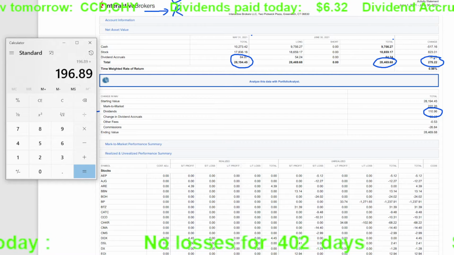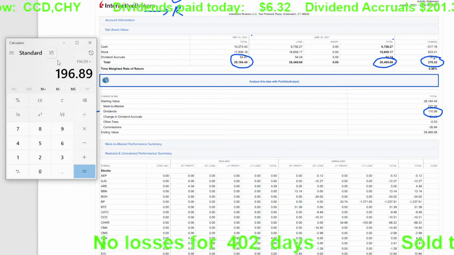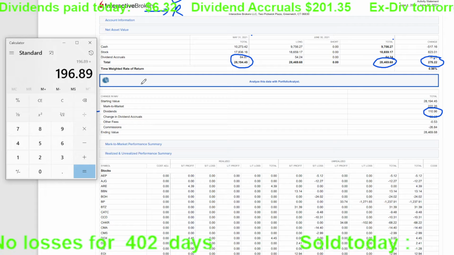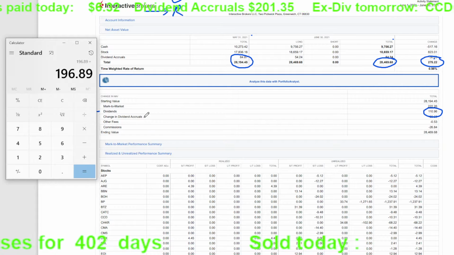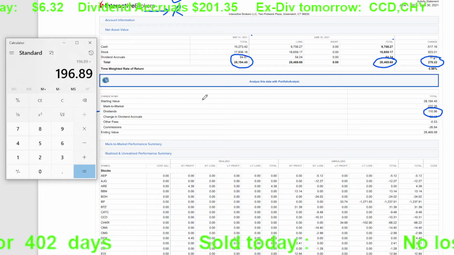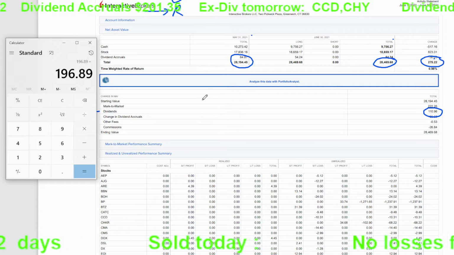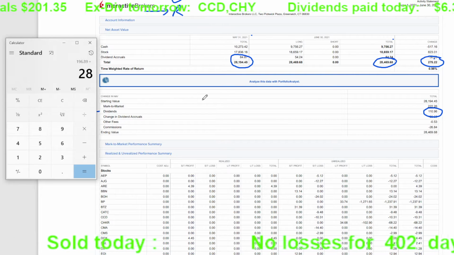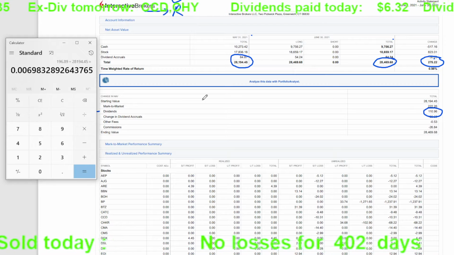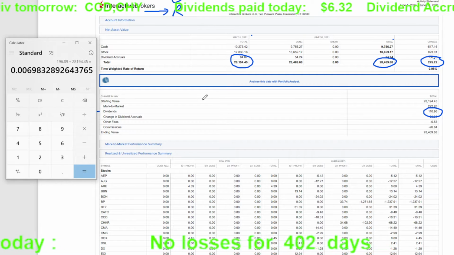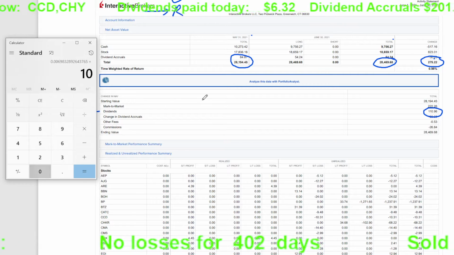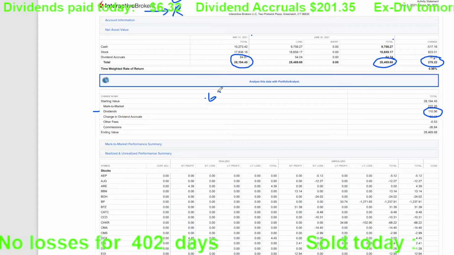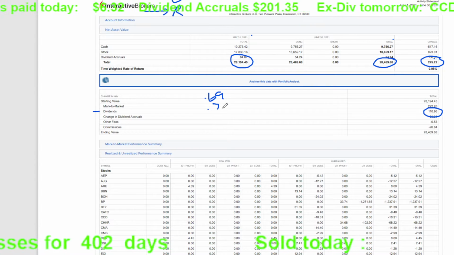So the difference between those would be the unrealized part. So the 196.89 minus the 275. So it's around $80, just round number. But we're going to divide this number, 196.89, because that's a combination of your dividends, right? And your trading profit. So we're going to divide this by the 28,194.45, and we come up with this number, 0.00698. But we're going to multiply that by 100 to get our percentage. So that comes up to 0.69 or 0.7% if you want.